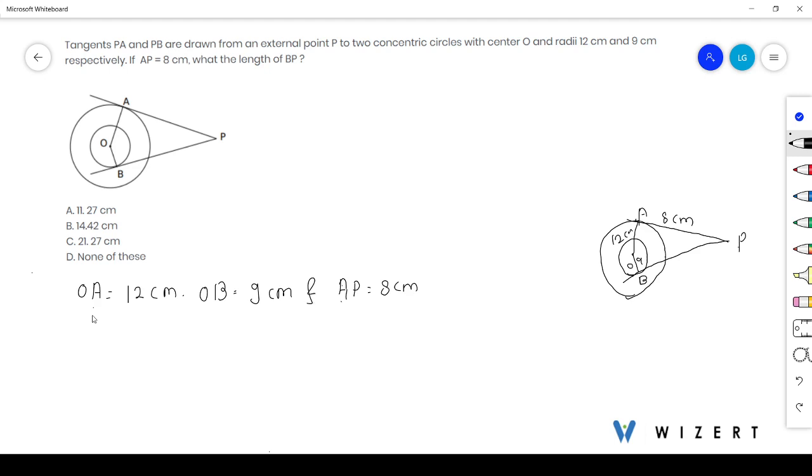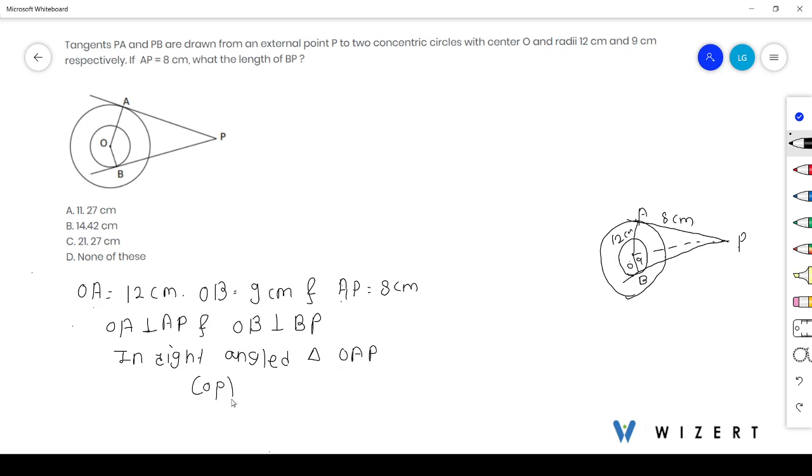As a tangent to the circle is perpendicular to the radius through the point of contact, that is, OA is perpendicular to AP and OB is perpendicular to BP. So, in right-angled triangle OAP, OP square equals OA square plus AP square by Pythagoras theorem.